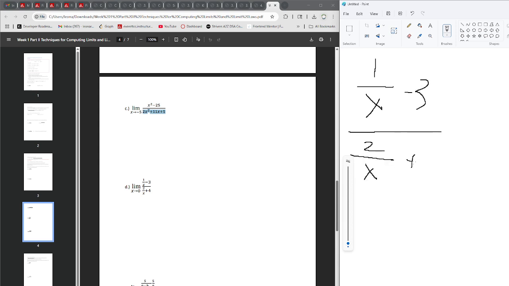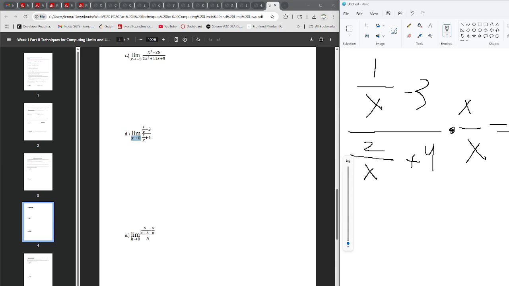So obviously we can't just plug in 0 because then it's 1 over 0, 2 over 0. That's weird. So we should just multiply by x over x. This is the same thing as multiplying by 1, so it's equivalent. We have 1 minus 3x over 2 plus 4x. We can directly substitute 0 now, so it's 1 over 2. Yay.